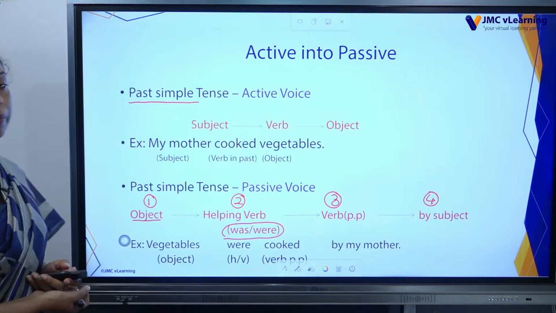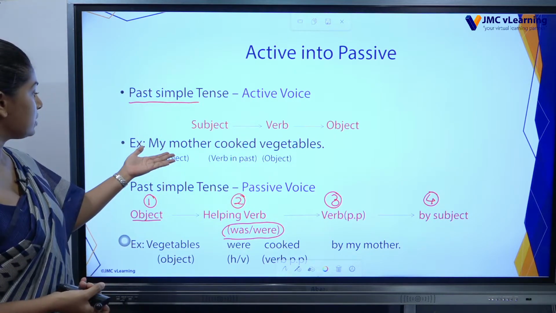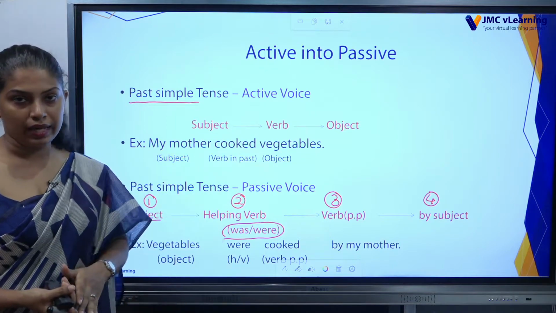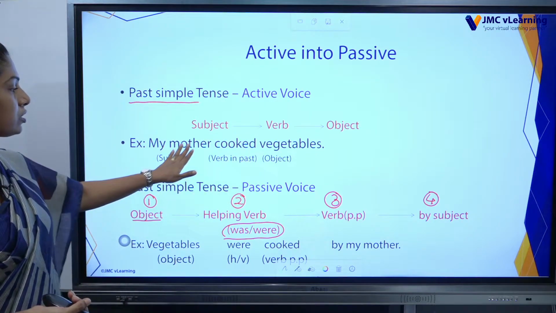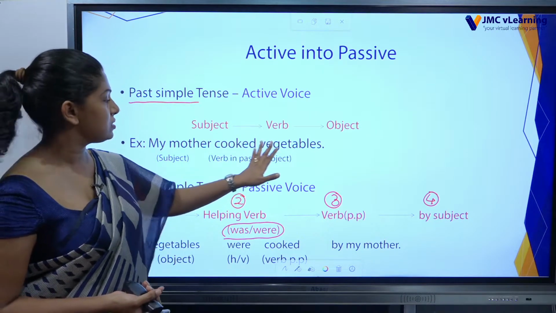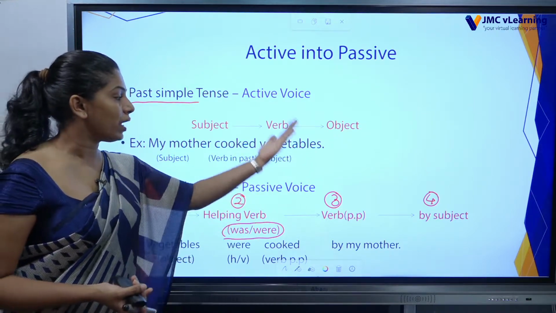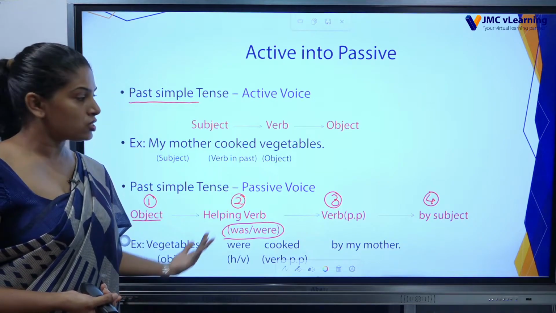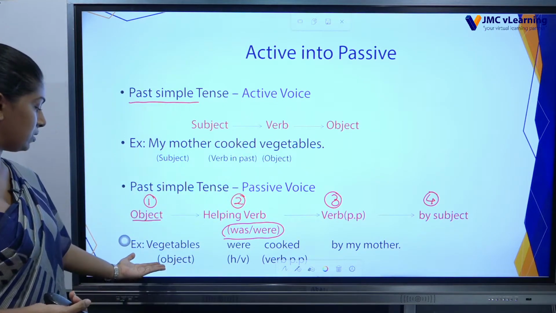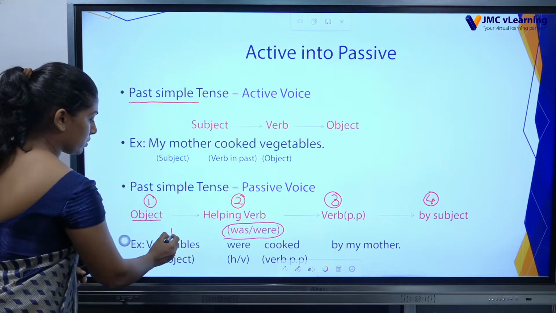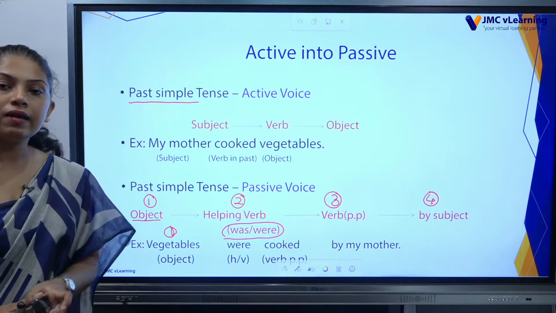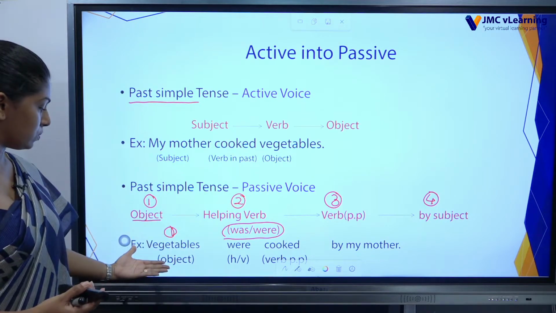Vegetables were cooked by mother. Here you can see my mother cooked vegetable, and here my mother is the subject, cooked is the verb in past, then vegetable is the object. As we discussed in passive voice, we have to take the object first. So, I am taking the object first, that is vegetables.